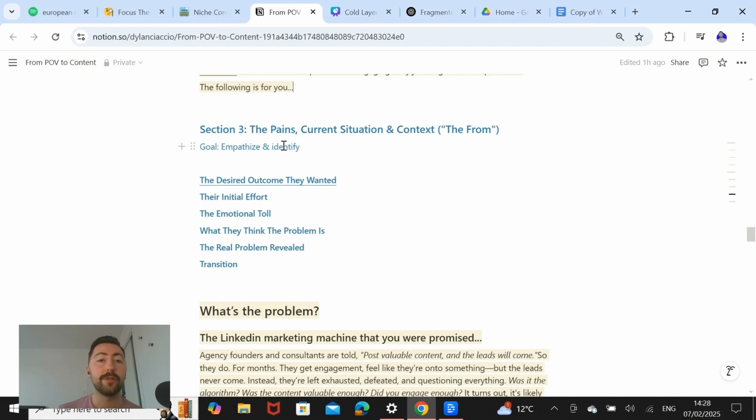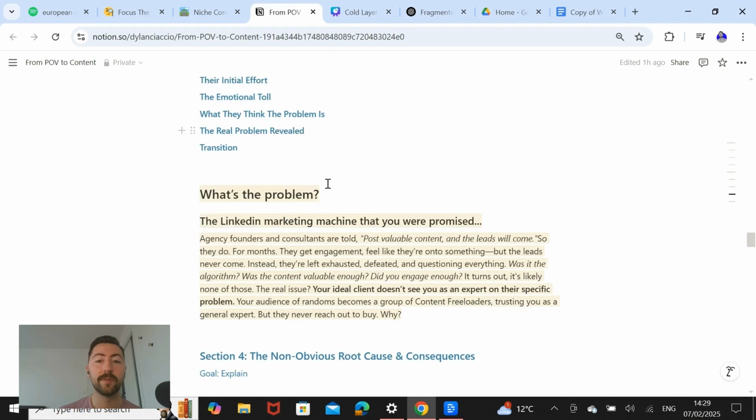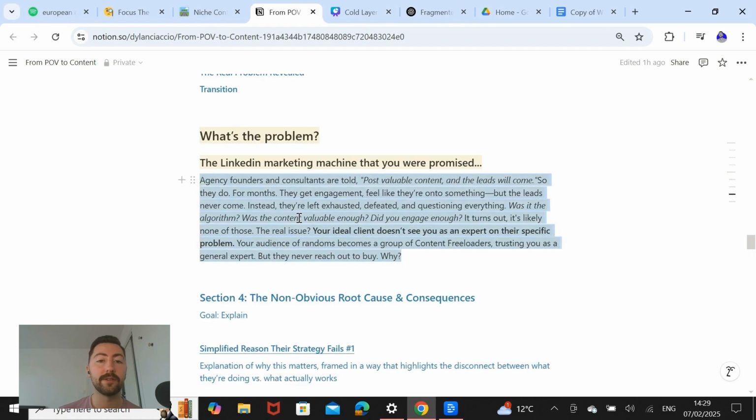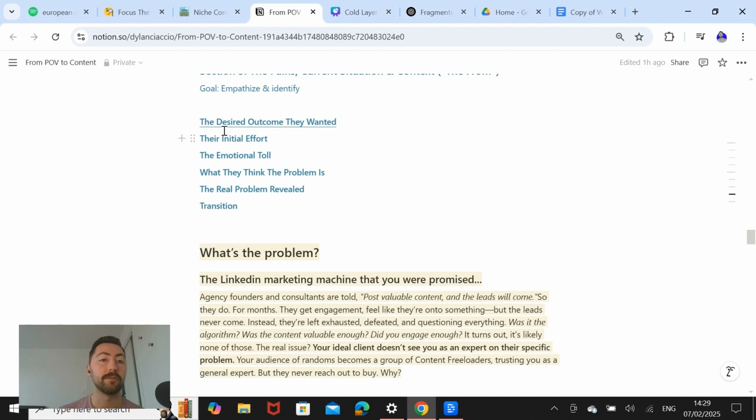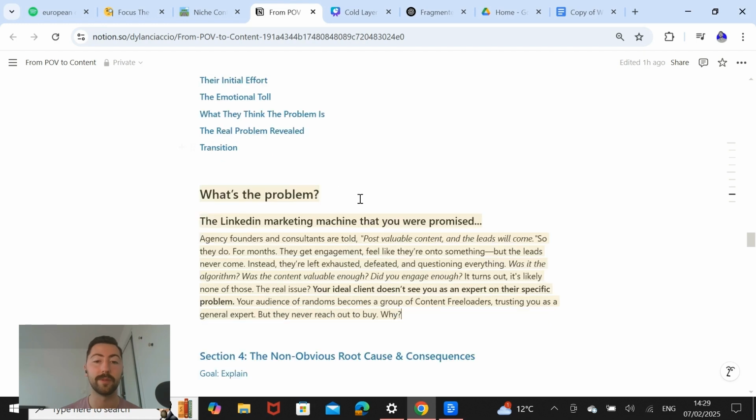So now section 3, I'm talking about the pains, the current situation, and the context. You'll see a lot of this is very, very similar to what I was saying in that post I just made. I'm talking about you're told post valuable content and the leads will come. So they do for months, they get engagement, feel like they're into something, but the leads never come. And so I'm basically saying, you wanted this outcome, you went through this effort, it took an emotional toll. This is what you think the problem is, but here's what the real problem is. And so then we transition to what that real problem is.